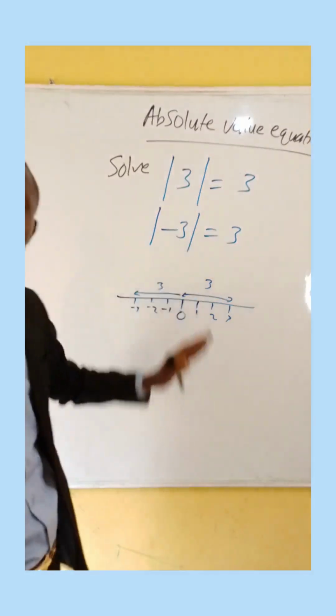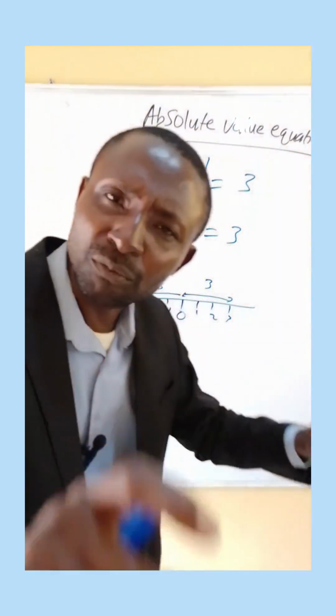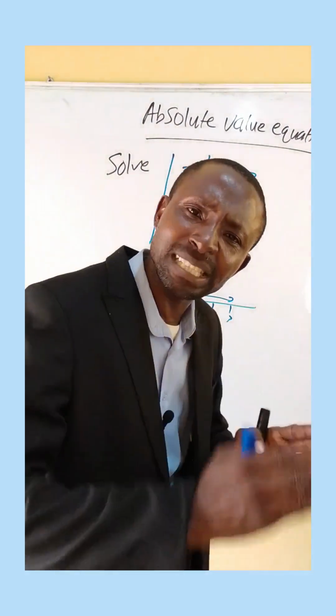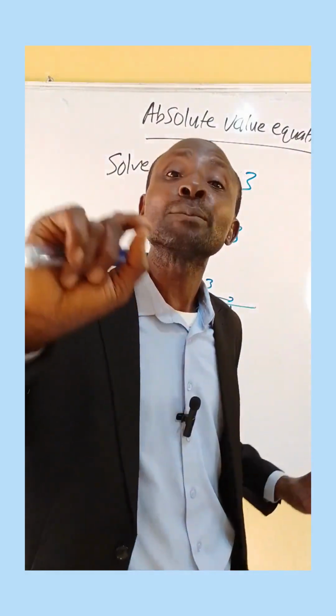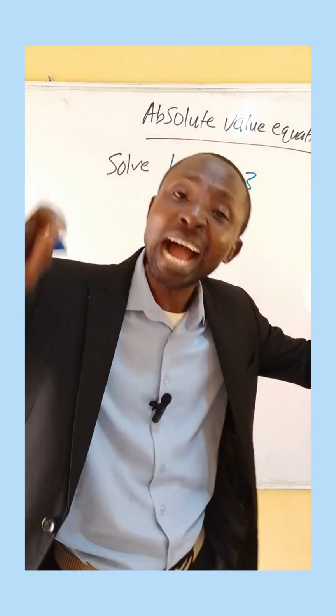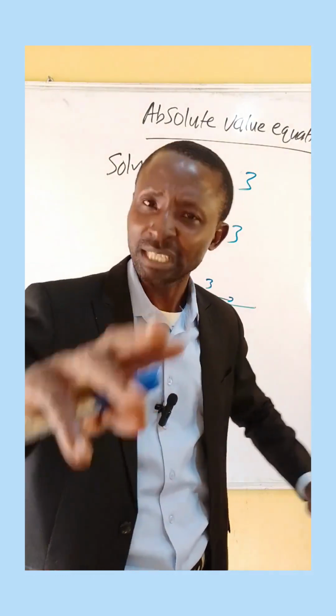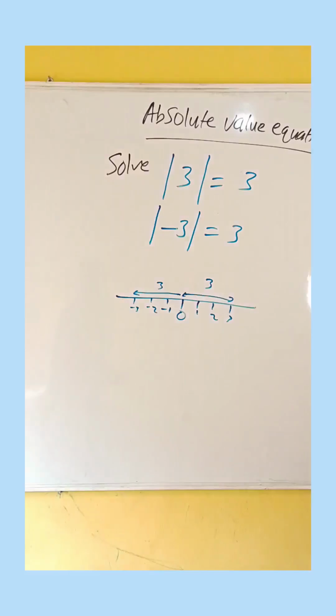So that is what we refer to as absolute value. The distance between the reference point to either left or right should give us a particular number, and it must be positive. So every absolute value is positive.